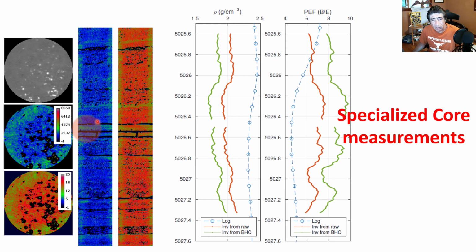Here is a display of carbonates, a whole core. And what normally we do on whole core is all kinds of analysis.